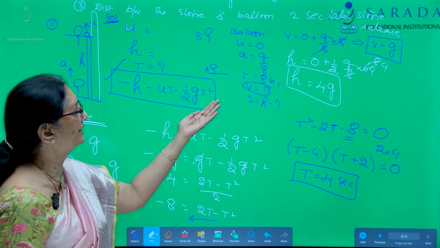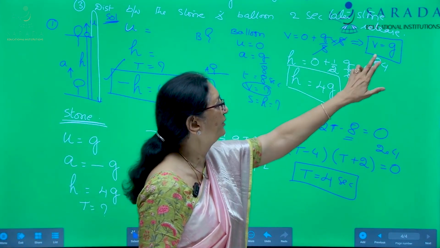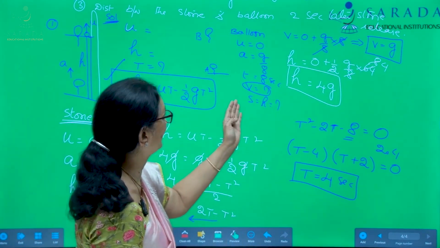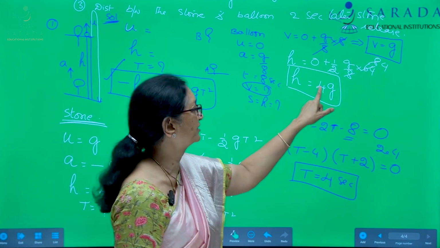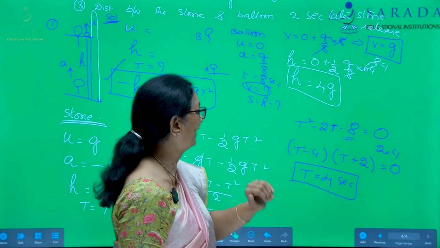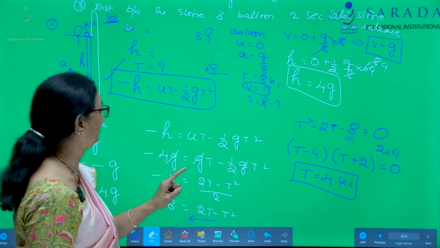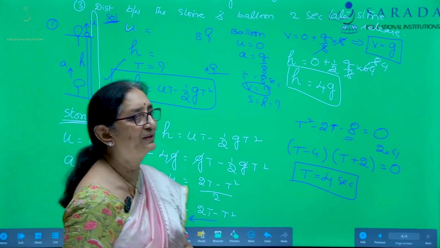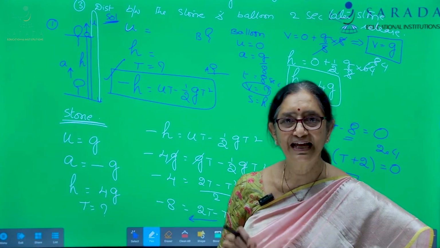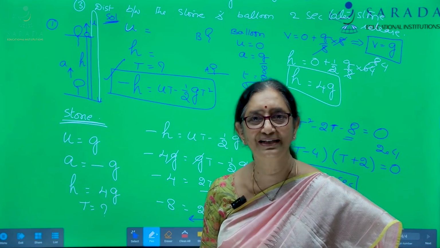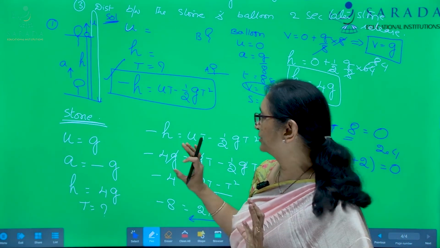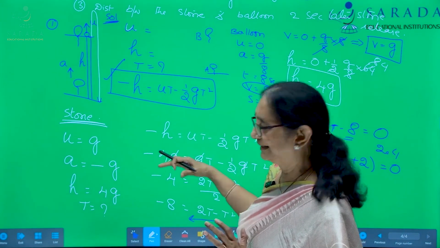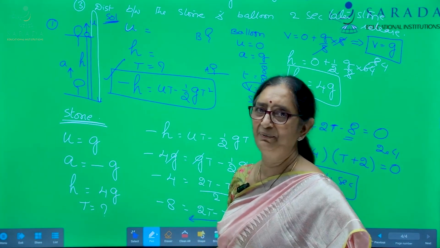Using the relation v is equal to u plus at, you could find the velocity. Using the relation for the height at which the balloon is at the instant the stone is released, we could find h, and substituting that value of h and u here, we could get the time taken by the stone to reach the ground. Okay? If you want to hear it once again, just repeat the video, that is it.